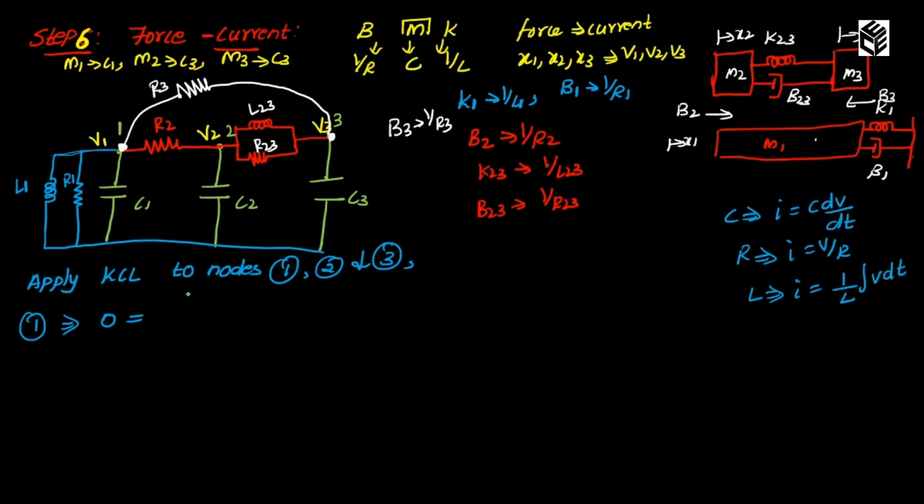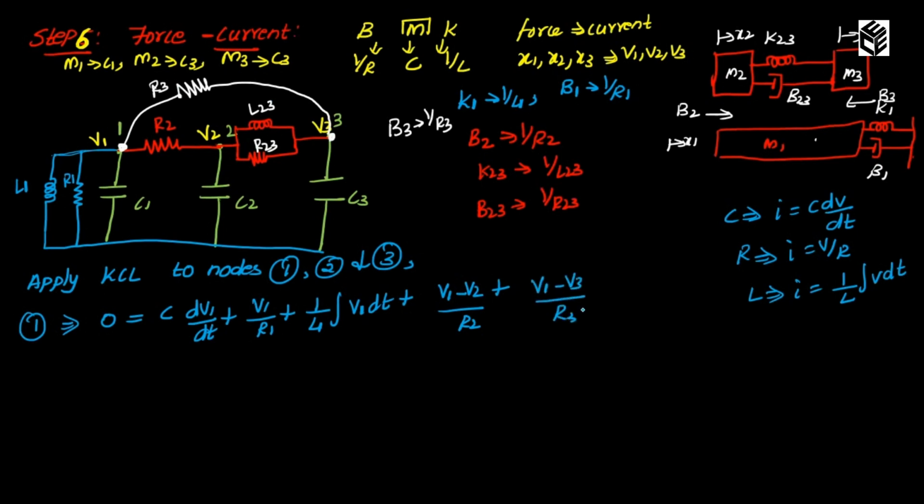Okay. So for capacitor, it is C into dV1 by dt plus for R1, it is V1 by R1 plus for L1, it is 1 by L1 into integral of V1 dt plus now R2 is common to these two nodes 1 and 2. So I am taking it as V1 minus V2 divided by R2 plus R3 is common to 1 and 3. So that is V1 minus V3 divided by R3. So this is equation number 10.